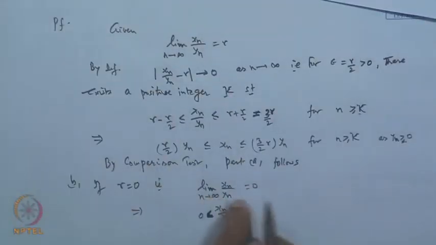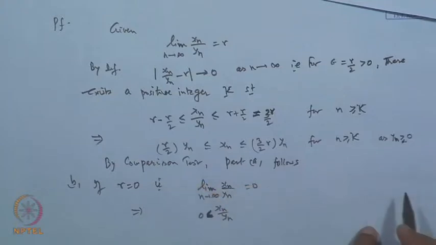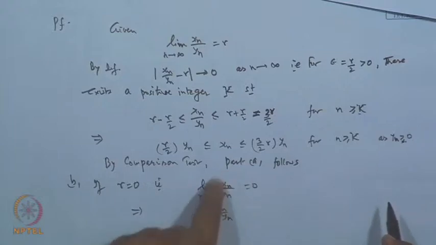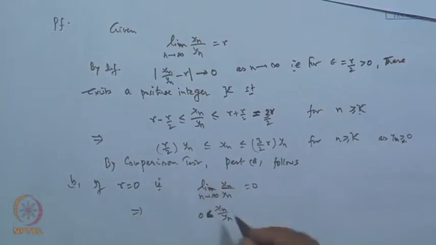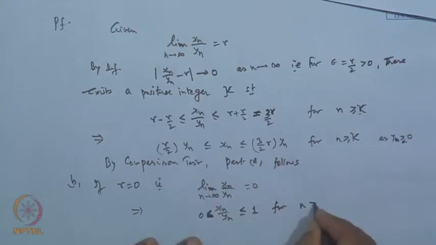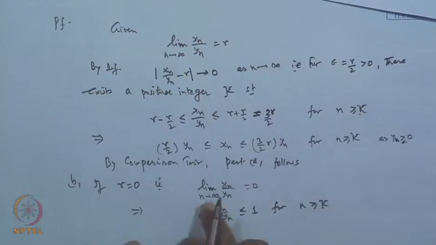Now, since the limiting value is 0, it means the terms keep on decreasing and decrease to 0. So, after a certain stage, this ratio will remain less than 1. So, once it is less than 1, you can say this is less than or equal to 1 for n greater than or equal to k. This is true because the limit is 0, which means it keeps on decreasing to 0. So, after a certain stage, the ratio will remain less than or equal to 1, and it is always greater than 0. So, now what happens?